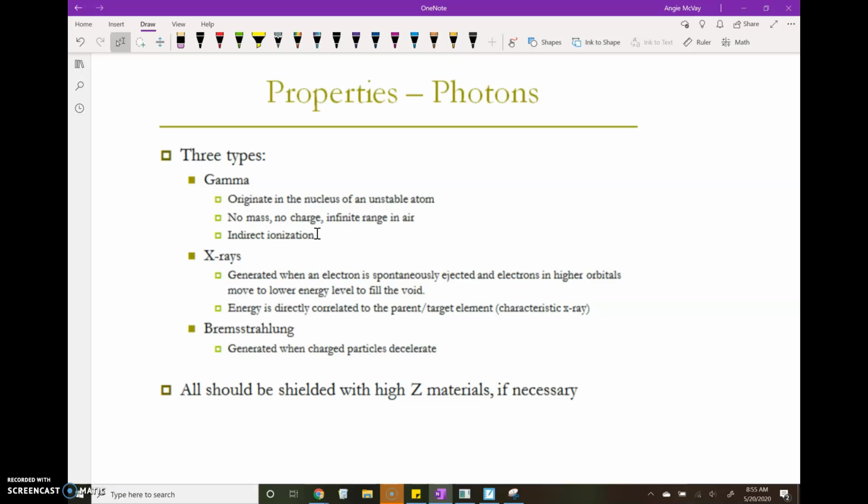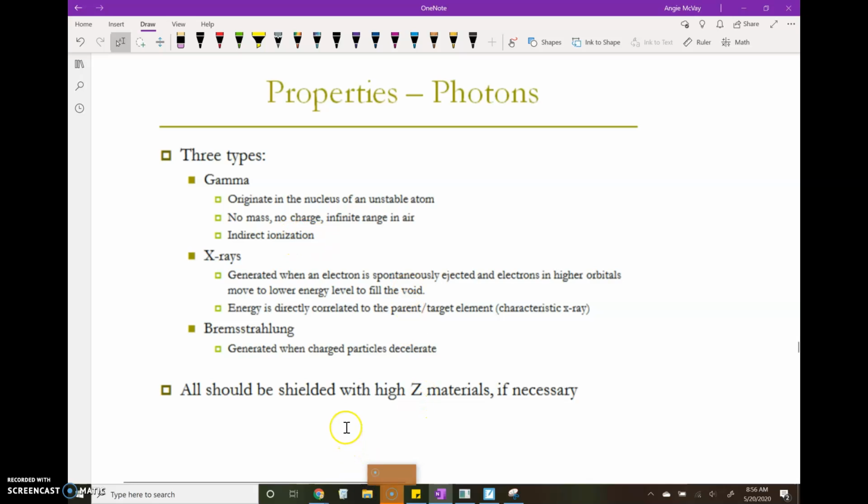And then there's this funny type of photon. It's called Bremsstrahlung, and it's generated when charged particles decelerate, right? So we know if we wiggle an electron, it produces an electromagnetic wave, which is light. And so if we speed something up, like an electron, or slow it down, it'll produce light, and that's called Bremsstrahlung. So those are the three ways that we can get some photons from an atom.